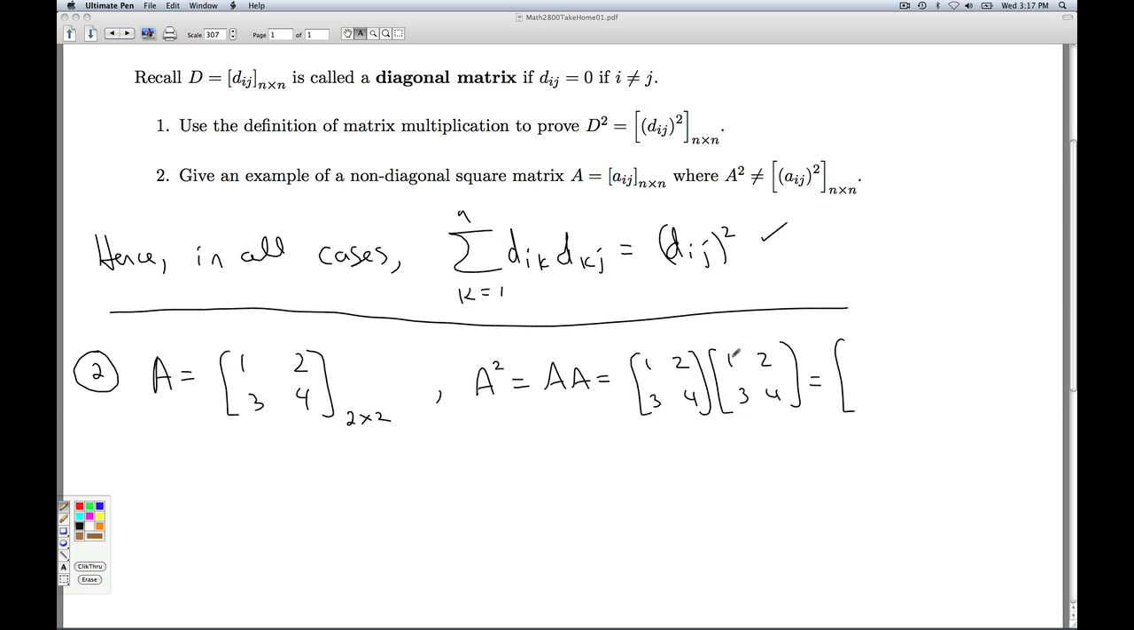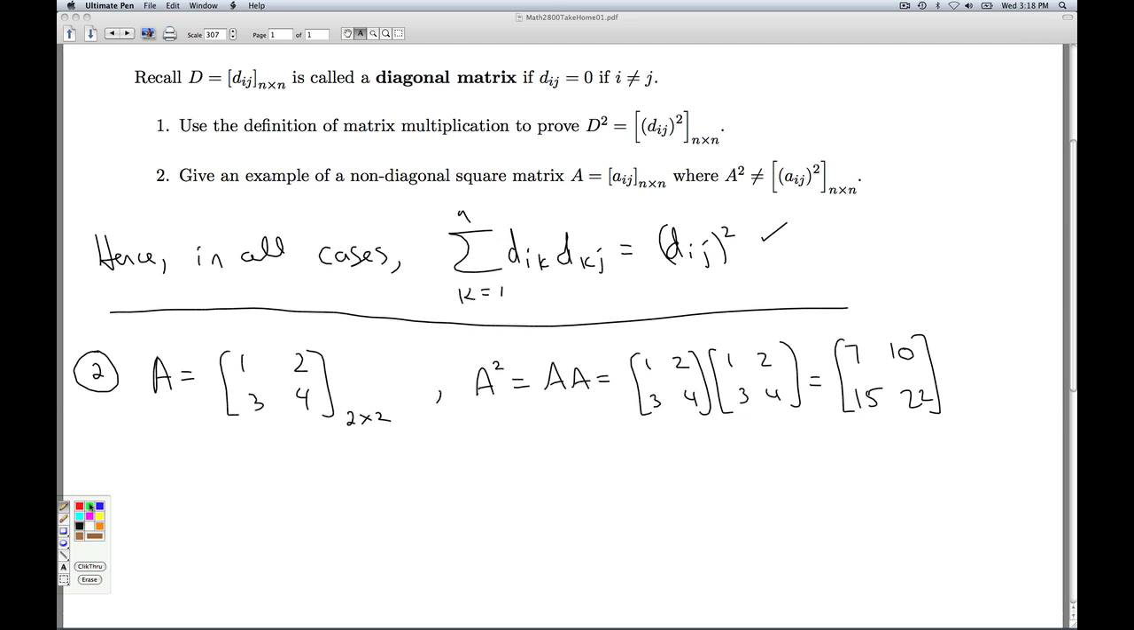I take the row times the column. 1 times 1 is 1. 2 times 3 is 6. 1 plus 6 is 7. Row times column. 1 times 2 is 2. 2 times 4 is 8. Add those together, you get 10. Row times column. 3 plus 12 is 15. 6 plus 16 is 22.